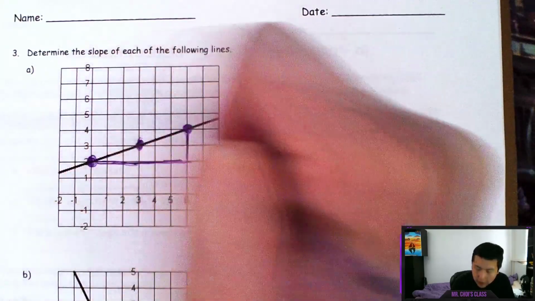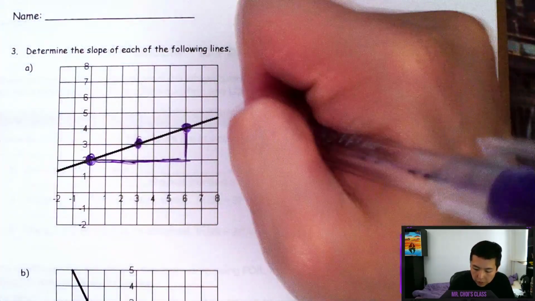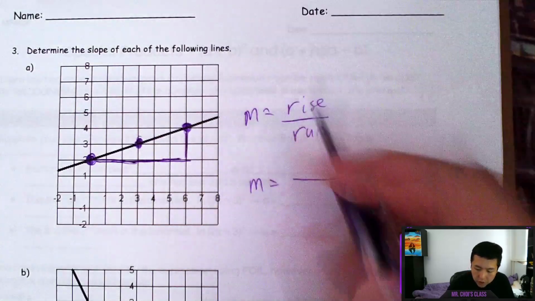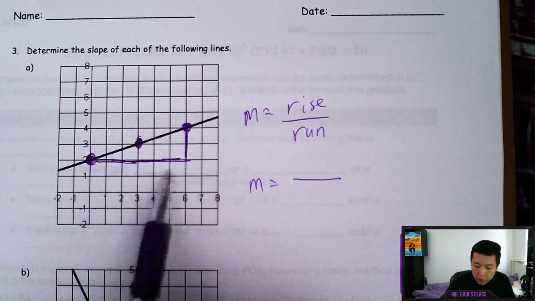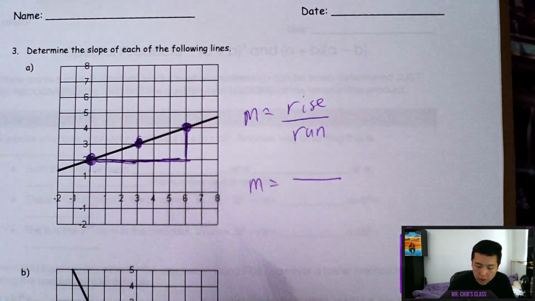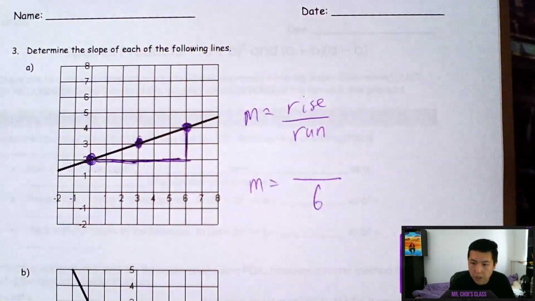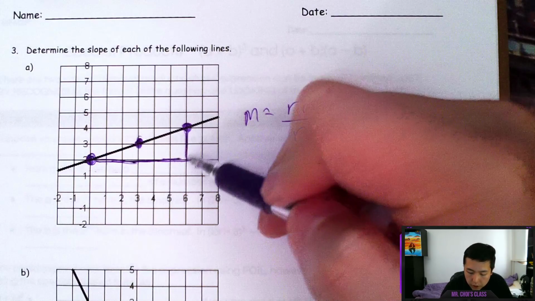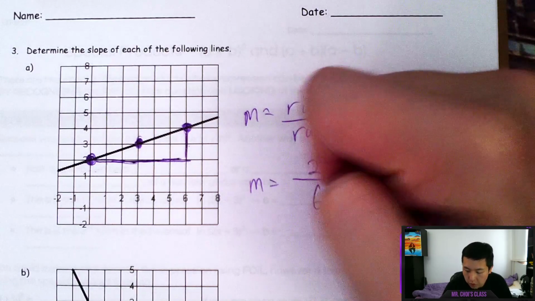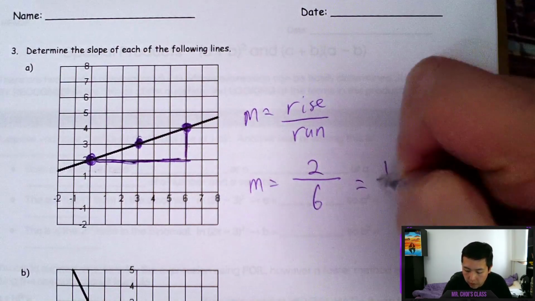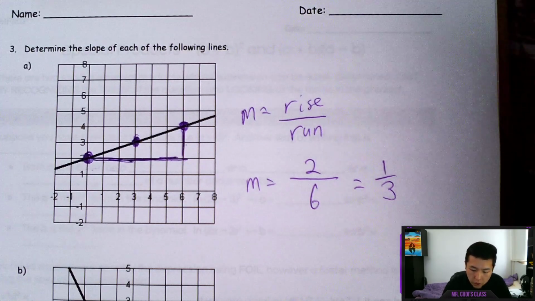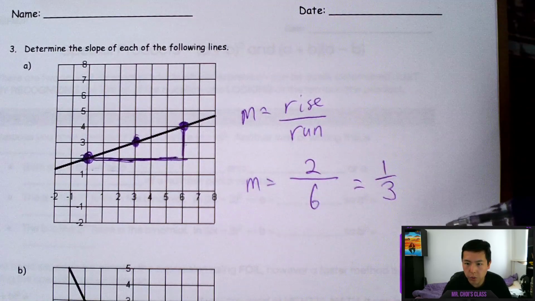I'm going to draw my right angle triangle. So we write rise over run. We start with our run first, which is left to right. Starting from this point, left to right, 1, 2, 3, 4, 5, 6. 6 to the right, so we write 6 down. Then our rise, 1, 2, is 2 up, so it's positive. We write 2 on top, and we simplify this fraction. You should get 1 over 3. So A is 1 over 3.